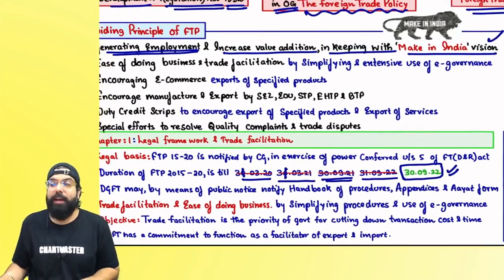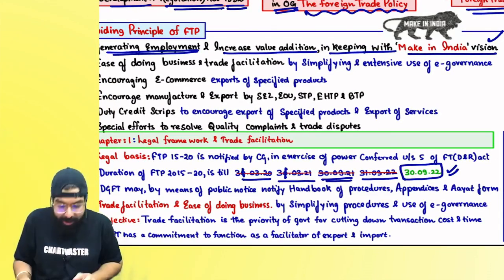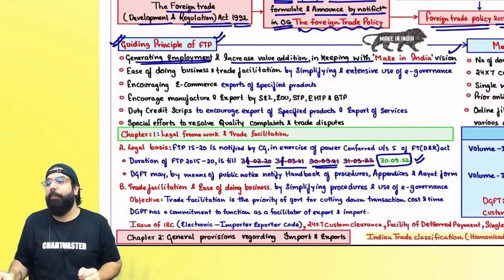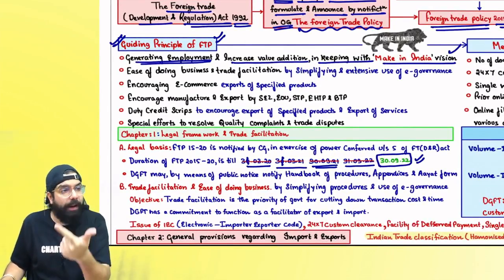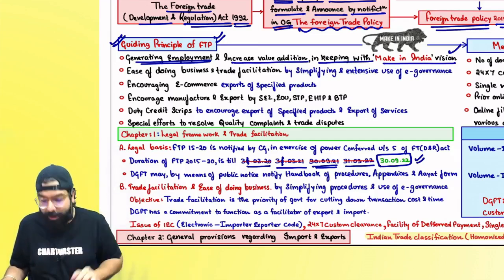Are we able to understand? So the government's main objective is what? To make sure that Make in India is done. Are we clear? So what are the guiding principles when they are making the foreign trade policy? First of all, generation of employment should be there. Secondly, increased value addition in India should be there. Make in India has to be promoted.